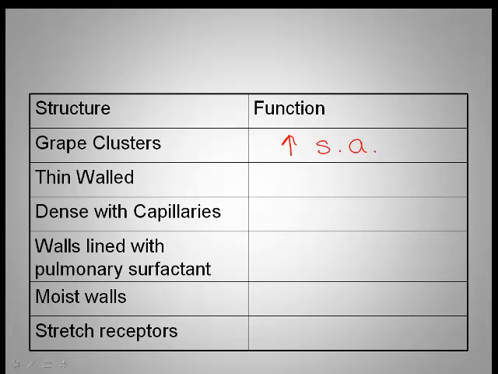They have really thin walls. These thin walls are going to give us increased diffusion of our gases with our blood vessels. And then they are very dense with capillaries. Capillary beds are basically teeny tiny blood vessels, and the more capillaries there are, the more area there is for oxygen and carbon dioxide exchange. So this is going to increase gas exchange.